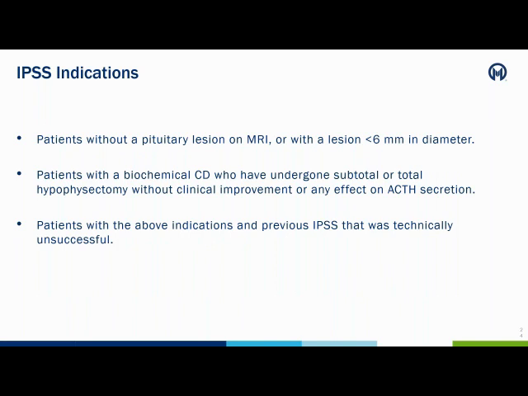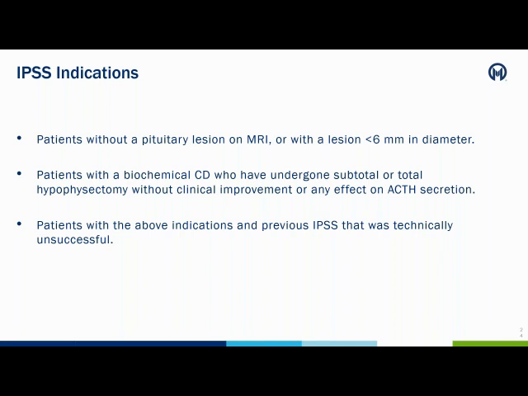It is important to highlight the true indications of these procedures, and a lot of times there are misconceptions on the indications. So the true indications for IPSS are patients without a pituitary lesion on MRI or lesions smaller than 6 millimeters that have biochemical Cushing's disease or Cushing syndrome. And then we're truly trying to differentiate whether that's central versus peripheral.